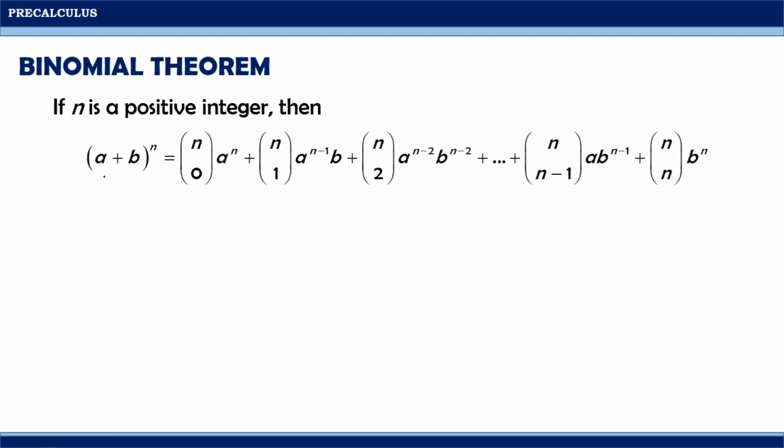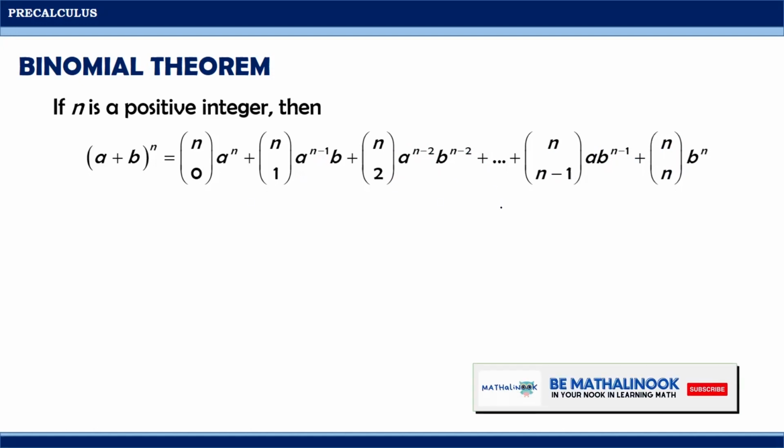The binomial theorem states that if n is a positive integer, then (a + b) raised to n is equal to n taken 0 times a raised to n, plus n taken 1 times a raised to n minus 1 times b, plus n taken 2 times a raised to n minus 2 times b squared, plus and so on and so forth, plus n taken n minus 1 times a times b raised to n minus 1, plus n taken n times b raised to n.